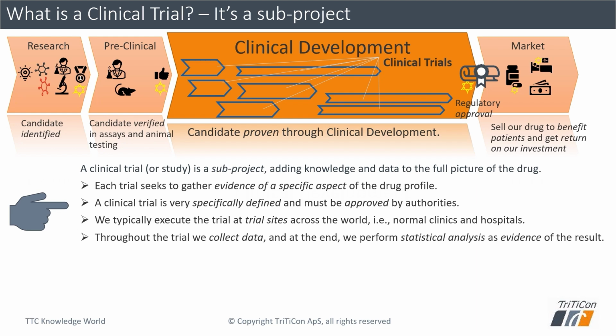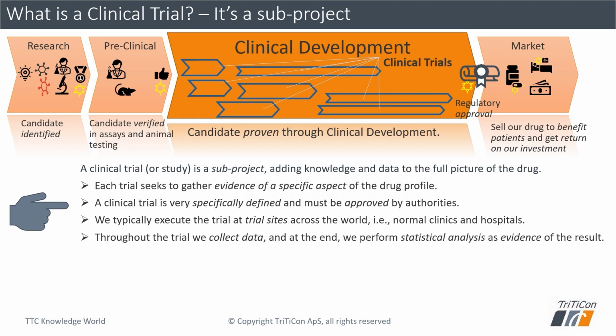Each trial is clearly defined, specifying what is being tested, the method of drug administration, the measurements and monitoring processes in place to ensure participant safety, and the data analysis techniques that will be employed. Additionally, all trials must be approved by regulatory authorities before they can commence. Clinical trials are typically conducted at trial sites, which are usually standard clinics or hospitals, where patients receive treatment for the condition of interest. However, there are also specialized trial sites dedicated solely to conducting clinical trials.